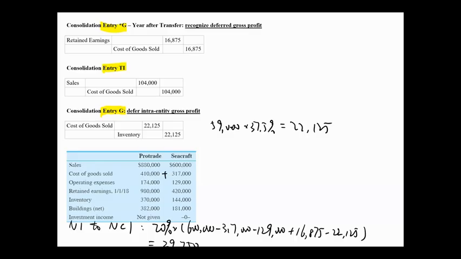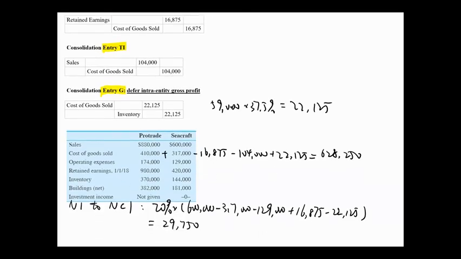So for the first entry, star G is a credit to cost of goods sold, which means that we need to minus this amount from the consolidated total. The second entry is also a credit on cost of goods sold, which means that we also minus 104,000 as well. And the third entry, with a debit to cost of goods sold, is going to increase the combined total. Okay, so the consolidated total should be 628,250.